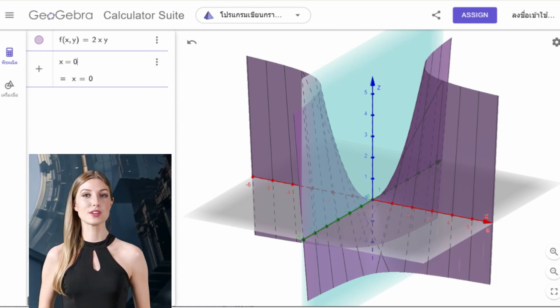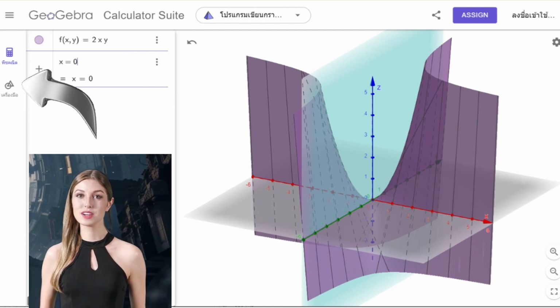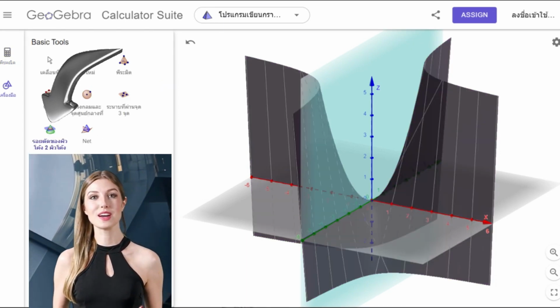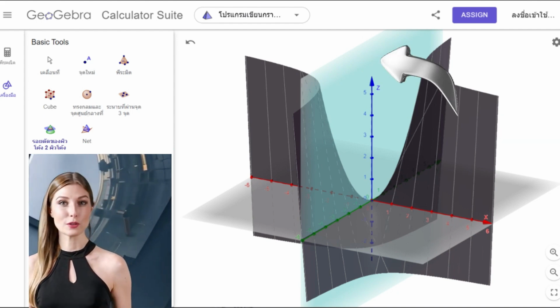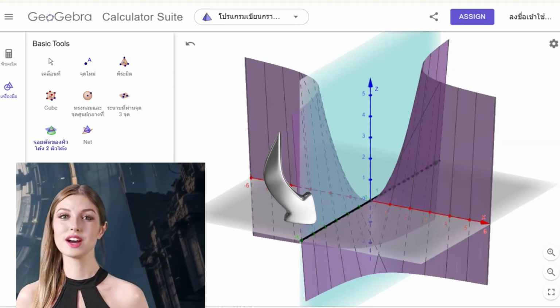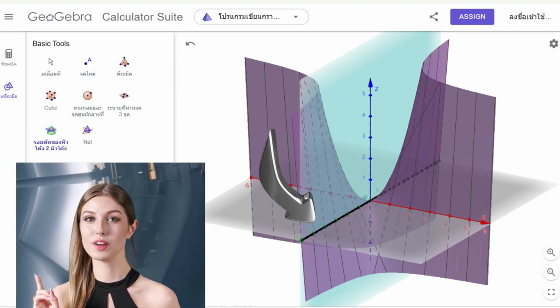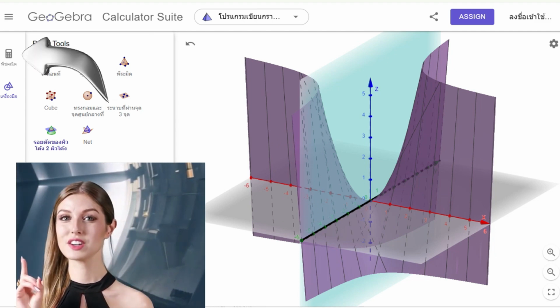We can find the intersection curve line by clicking the Tools button. Click the intersection of two surfaces. Click on the complex surface and the plane. The intersection line appears. Surprisingly, it's a straight line. Click the Algebra button to see the equation.